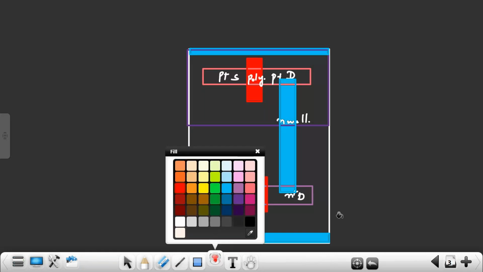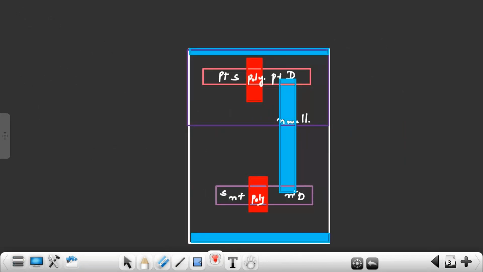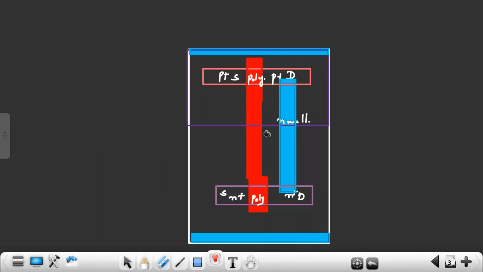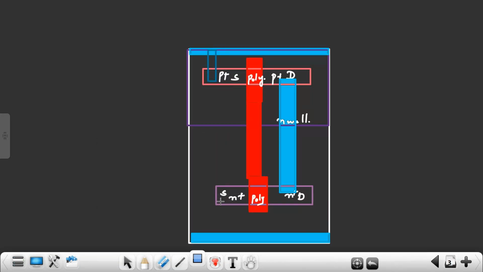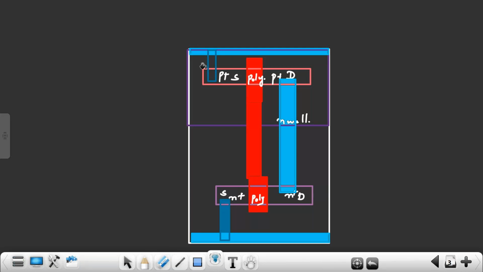Then gate and gate is shorted. Right? Gate and gate is shorted through polysilicon. So short your gate and gate. And source of your PMOS is connecting to VDD. Source of your PMOS connects to VDD. And source of NMOS connects to VSS through metal layer. These are all metal layers. This is your VDD. This is VSS.